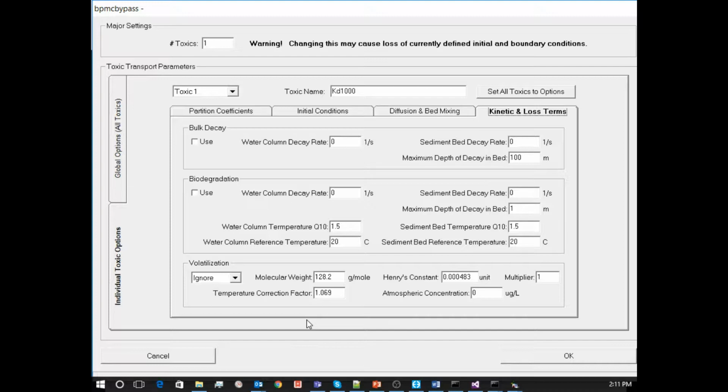But the rest of this stuff, Henry's constant's a fairly well-established number. Obviously, molecular weight, well-established number. The temperature correction factor could vary a little bit, but it's probably not going to be the dominant factor of what's affecting your system. And then obviously, you might have some small atmospheric concentration that could be influencing your result. But there's not a lot of tweakable parameters in that set of input data. So it's either right or not kind of thing.